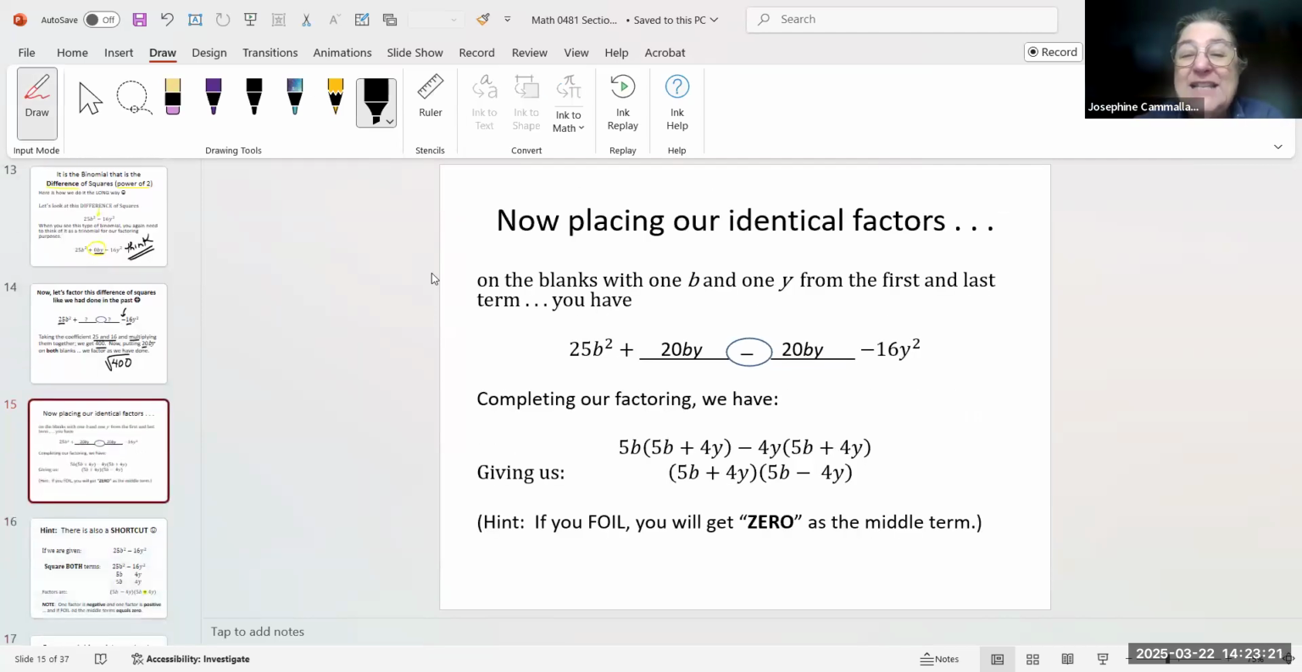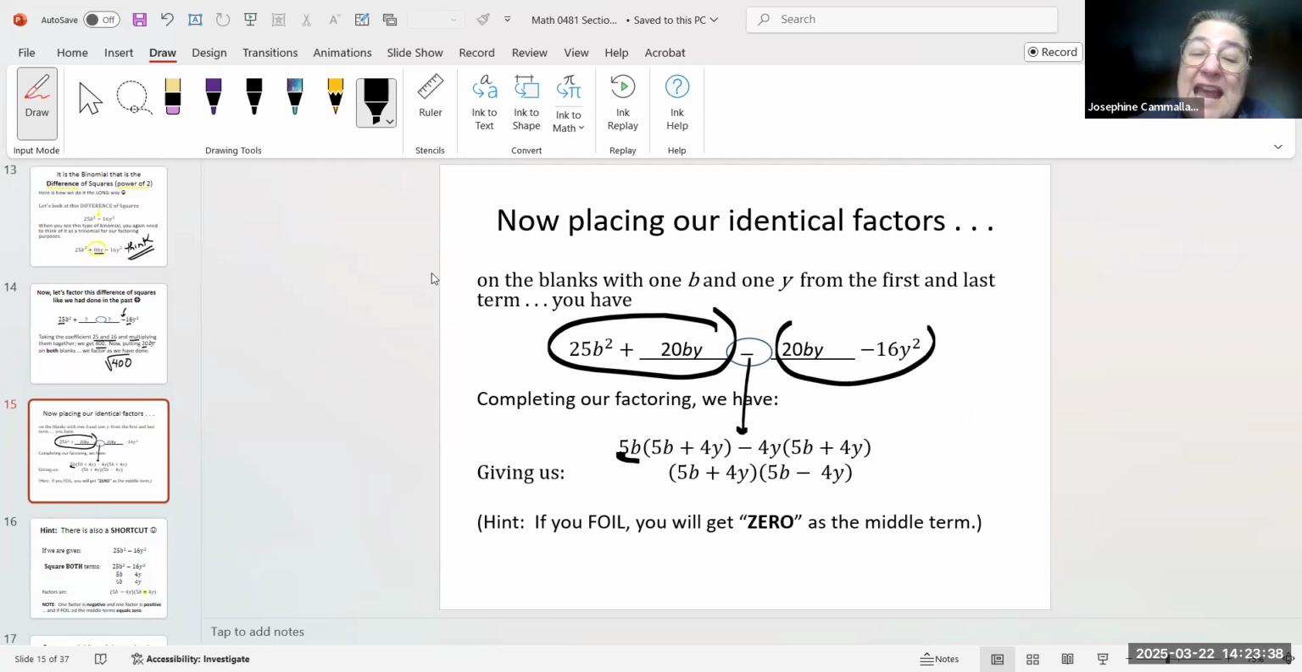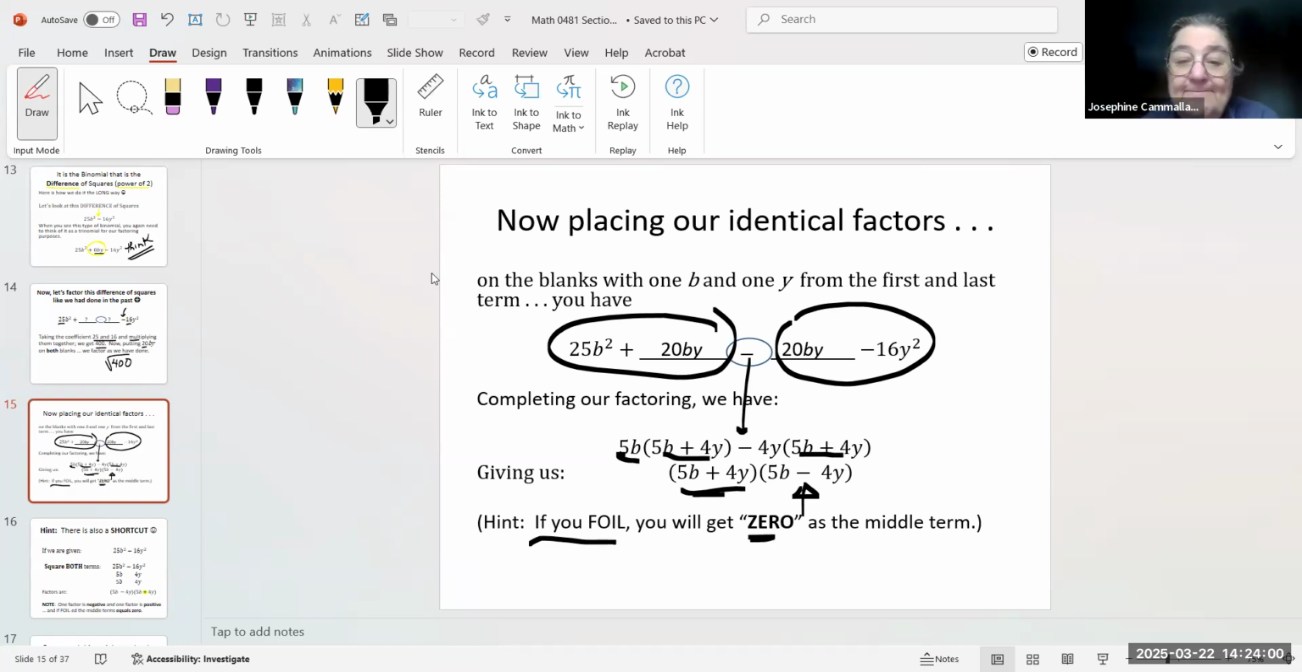Now, as we've done in the past, we took out a GCF here of 5b. That left me with 5b plus 4y. And then we had that negative sign. And then we took out a negative 4y. Well, notice these two blanks are the same. But notice what this one is. It's 5b minus 4y. And if you FOIL it, do I get 0 in the middle? Yeah, I do.